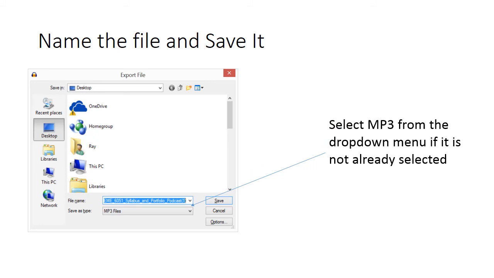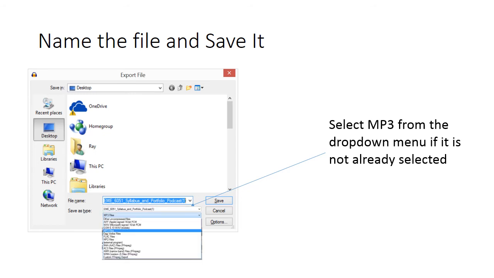If it's not already the type that's selected in the box, then you just use the drop-down menu and select MP3. So I went ahead and did that. And then, because I'm always concerned about file size for things that are going to be uploaded to Blackboard or sent to students, I decided, well, let me go take a look at how big this file is.